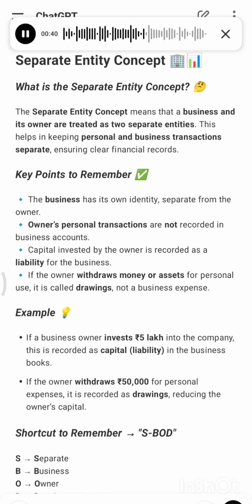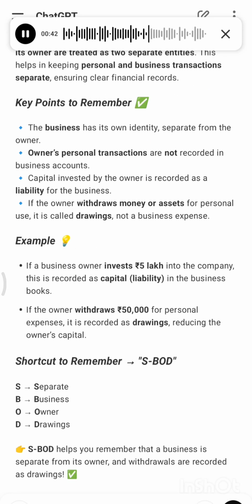Example: if a business owner invests 5 lakh into the company, this is recorded as capital liability in the business books. If the owner withdraws 50,000 for personal expenses, it is recorded as drawings, reducing the owner's capital. Shortcut to remember: SBOT, business at drawings. SBOT helps you remember that a business is separate from its owner, and withdrawals are recorded as drawings.